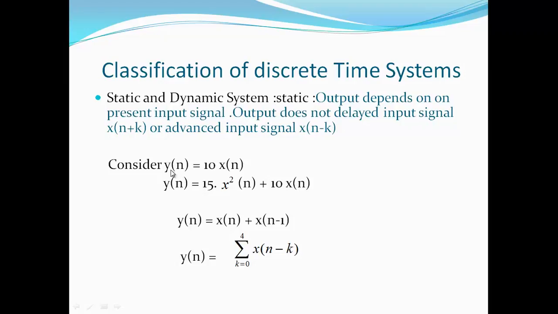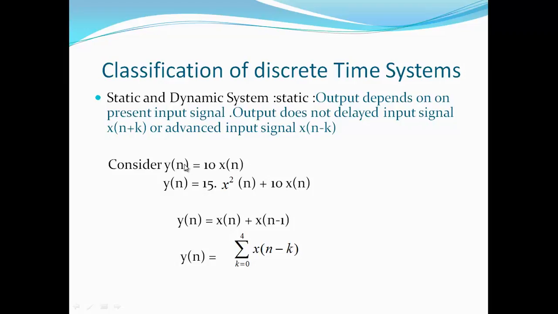See, this is an example. You will be given a system and you have to check whether it is causal, static or dynamic. So what you will do, your output is calculated at what instant? At n instant. Your input is also calculated at an instant only. So both output and input are calculated at an instant only.